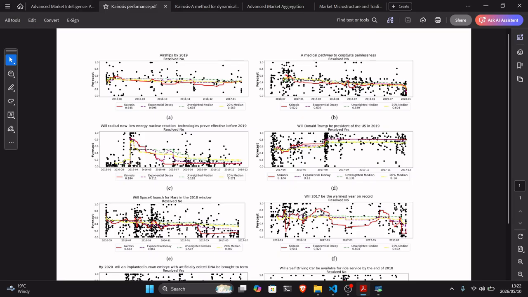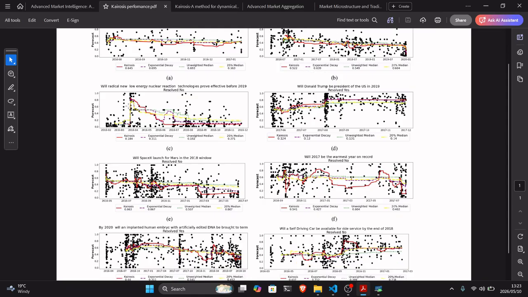A medical pathway to complete painlessness. Resolved? No. Kairosis had a 52% probability of it happening. Exponential decay had a 63% probability. Unweighted median had a 54% probability. 20% median aimed at a 60% probability. Now, Kairosis obviously wins this one. Let's look at the next one.